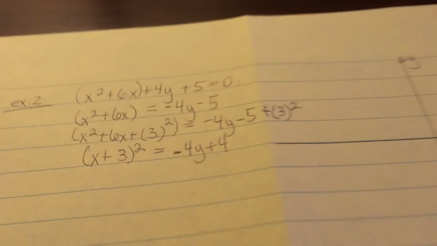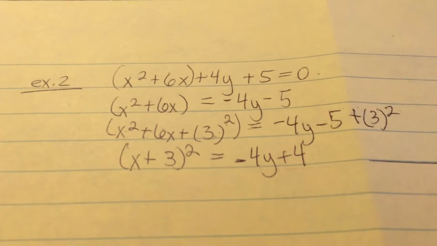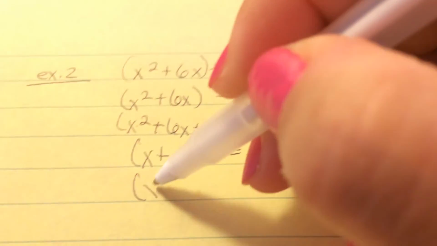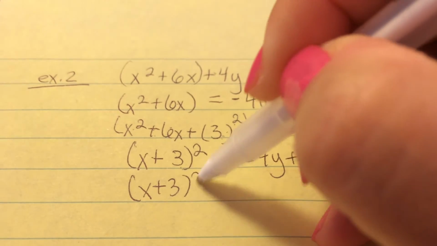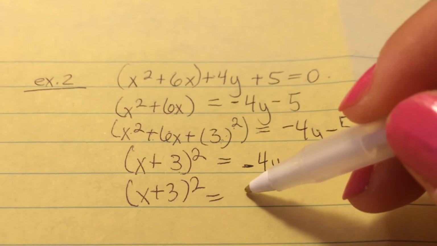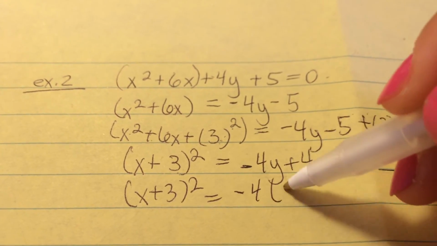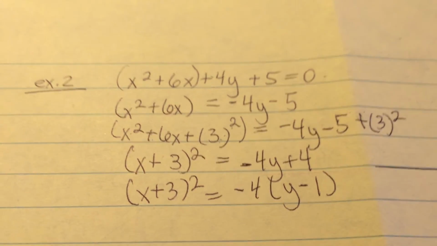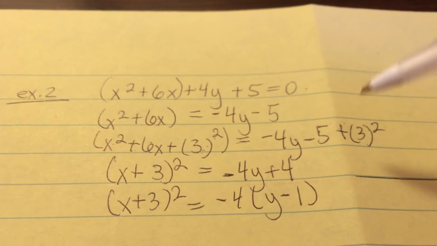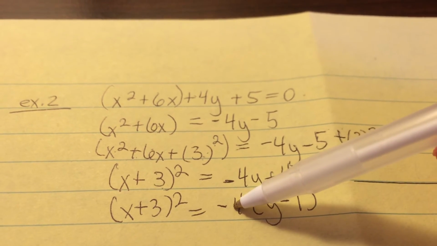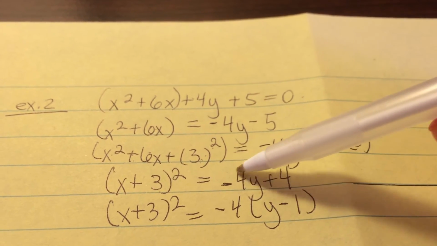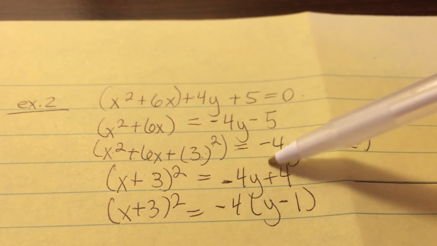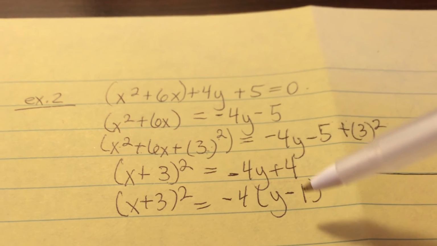So since I want that form, in this case, I could factor out a 4 on that right-hand side. So let's go ahead and do that. I'm going to copy this, plus 3 squared is equal to, and then we're going to take out a negative 4 right here, y, and then minus 1, right? So if I distribute that in, you're going to have exactly the same answer. That's how you check it. So this negative 4 times y should give me negative 4y. Negative 4 times negative 1 should give me positive 4 right there. Okay? So far we're good.